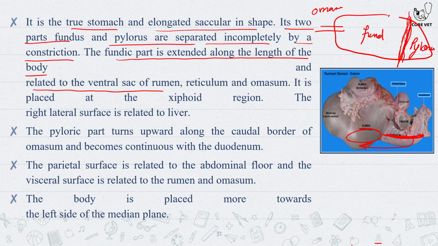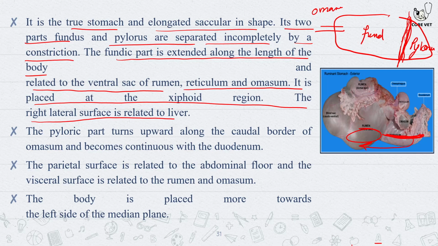It is in contact with the reticulum and omasum, and placed at the xiphoid region. Xiphoid is a region in the cavity, right? The right and lateral surface is related to the liver. So the right surface of the abomasum is in contact with the liver. I had also shown you the impressions present on the visceral surface of the liver. In my previous video, I mentioned that there were several impressions on the visceral surface of the liver, and one of the impressions was of the abomasum.